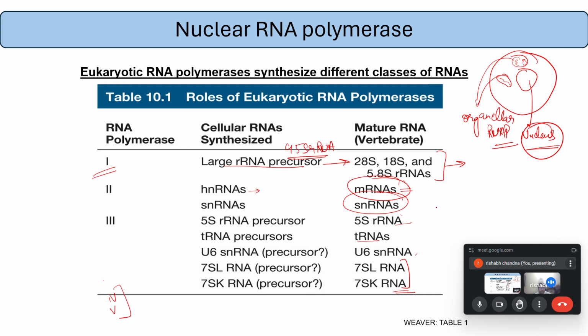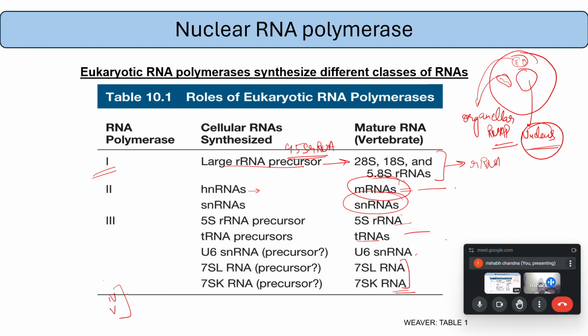To remember, all the rRNAs are produced by RNA polymerase 1, the mRNA is produced by RNA polymerase 2, and tRNA is produced by RNA polymerase 3. This is a general question that is asked in competitive examinations. And then moving on to 4 and 5.